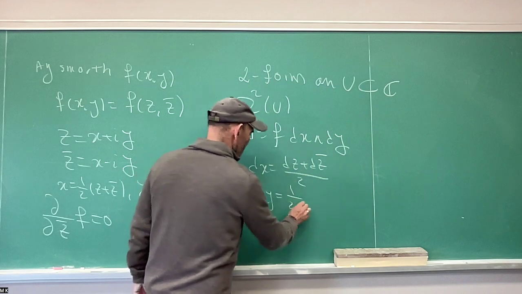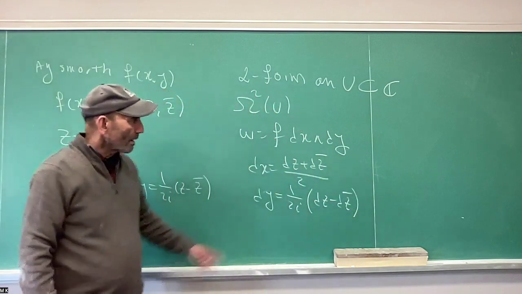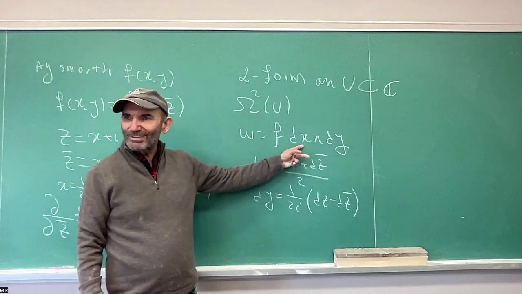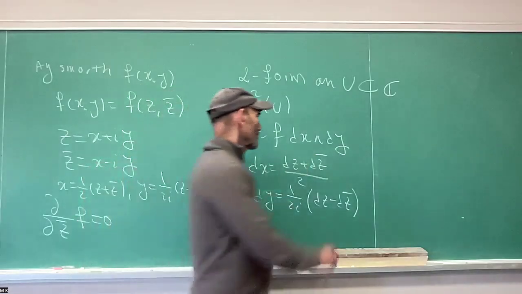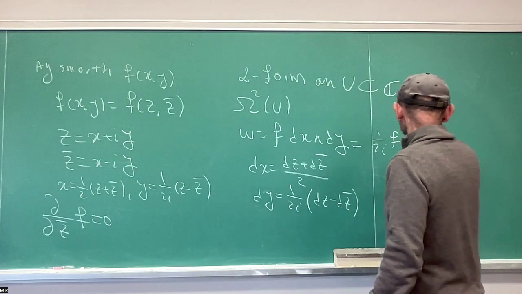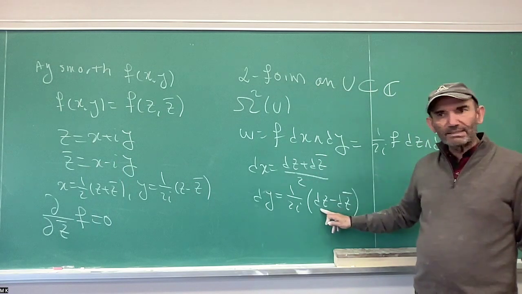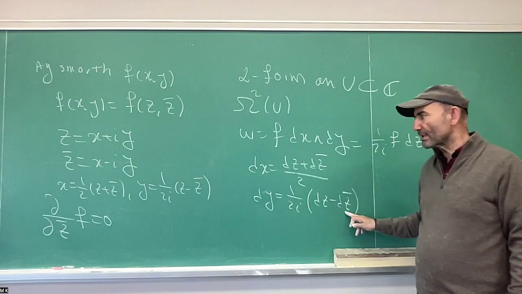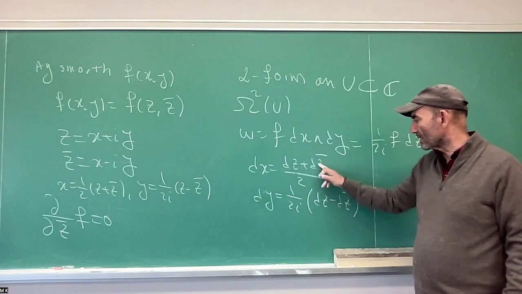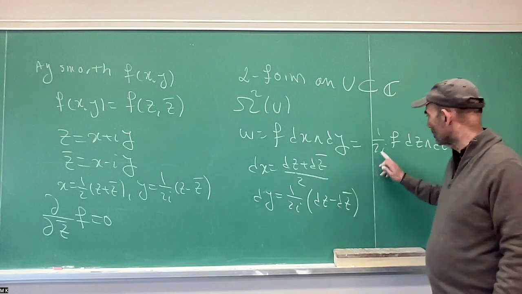sorry, I'm going to be done in a second. 1 over 2i (dz minus dz bar), right? If you put these values, dx and dy, into this equation, you get something in terms of dz and dz bar. So this is equal to 1 over 2i f dz wedge dz bar. Because dz wedge dz is 0, dz bar wedge dz bar is 0, and you have got here dz wedge dz bar.